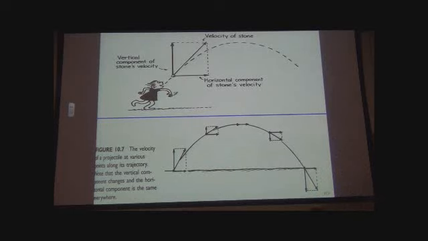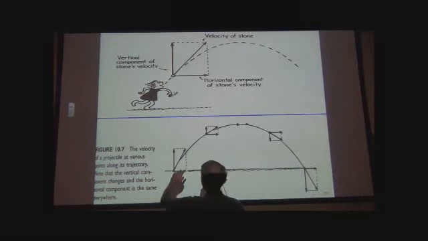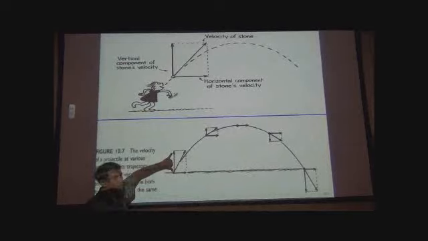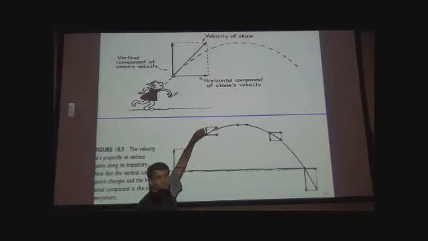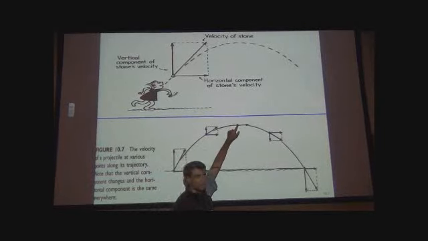So ignoring those secondary effects, we end up with the x component staying the same, the y component, right? Here's the y component. Starts out with a large y component. As it goes up, the y component becomes smaller due to gravity pulling it down until it reaches the very top where the y component is basically zero.